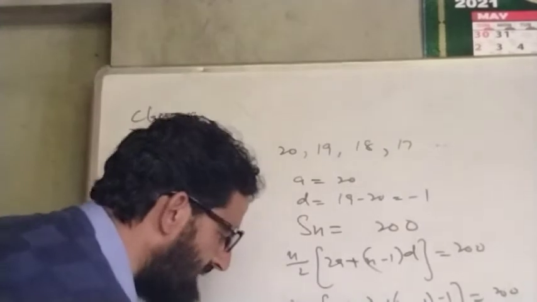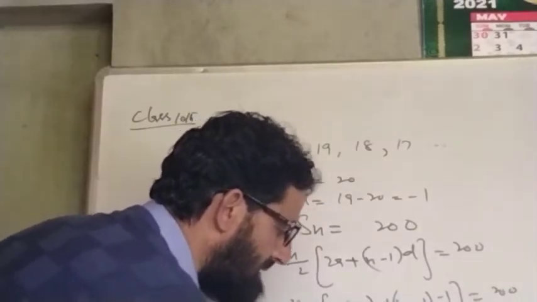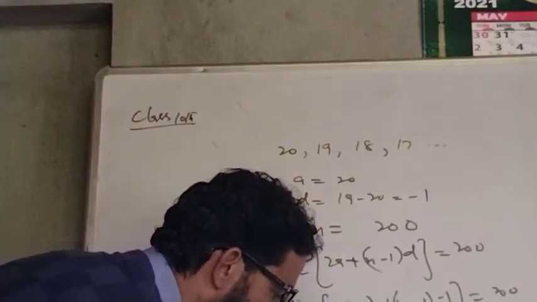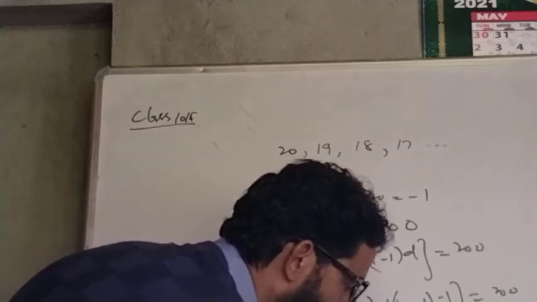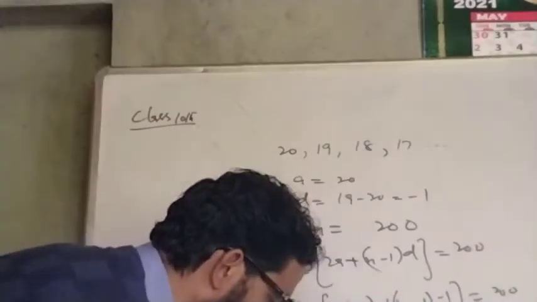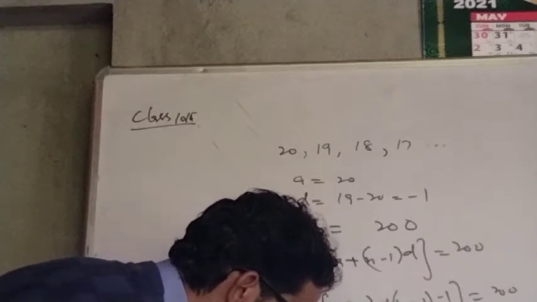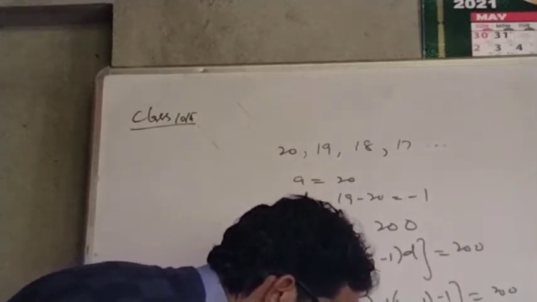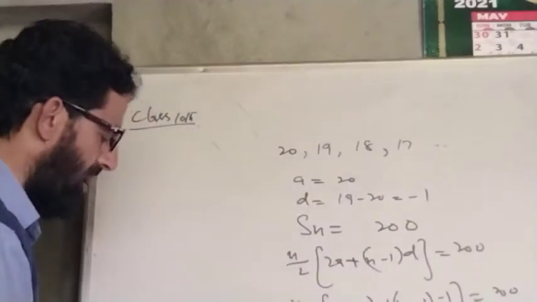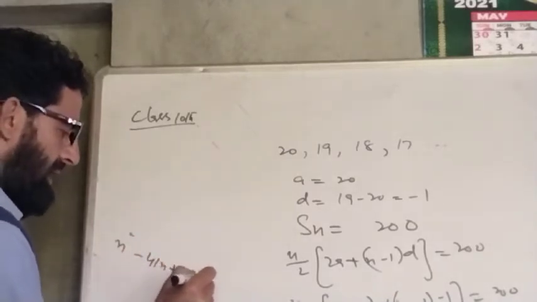Now n into n is minus n square plus 41n divided by 2 is equal to 200. So this is minus n square plus 41n is equal to 400 by cross multiplication. So this is now a quadratic equation. Obviously this is minus n square plus 41n minus 400 is equal to 0. Now taking minus common, this is n square minus 41n plus 400 is equal to 0.